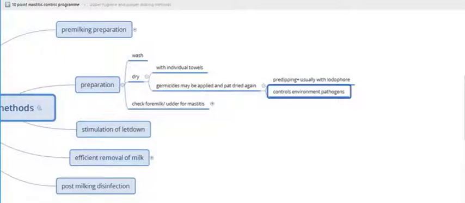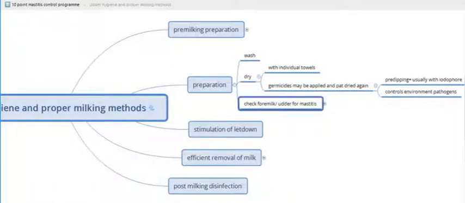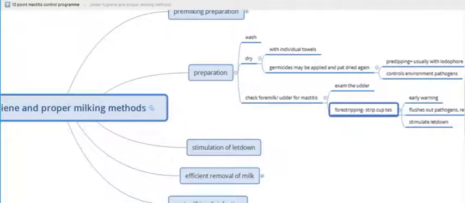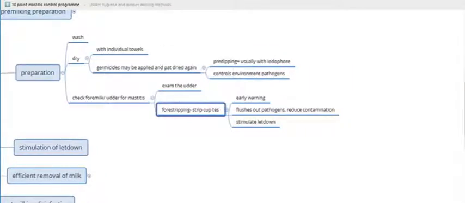Then you have to check the fore milk or the udder for presence of mastitis before milking. So you have to examine the udder and do the fore stripping or the strip cup test. The strip cup test is very important in controlling mastitis, because that gives the first sign of developing clinical mastitis. Other than that, when you strip down the milk, it will flush out the pathogens, reduce the contamination with the pre-dip germicides, and also stimulate letting down of the milk.